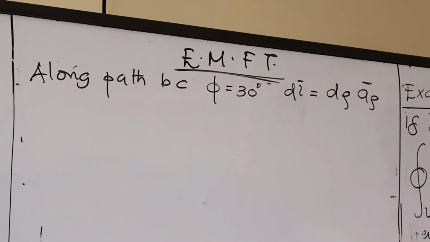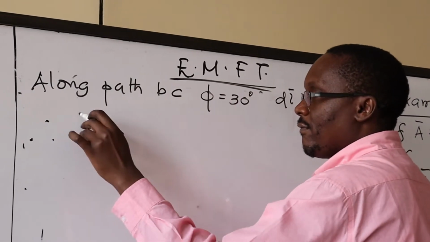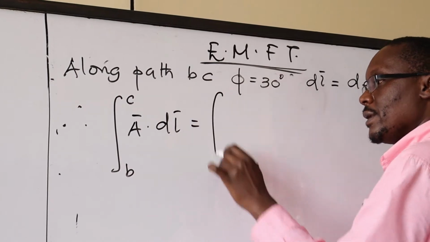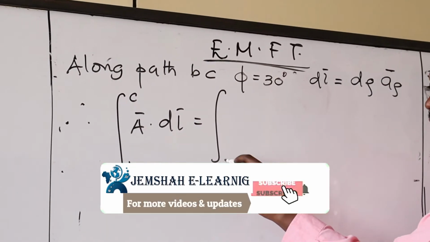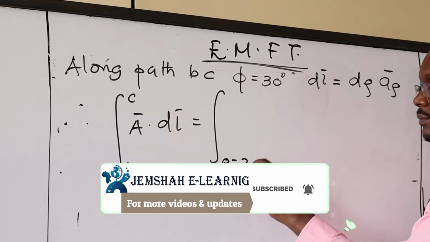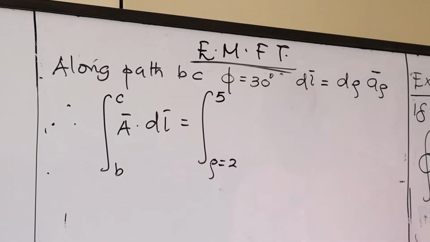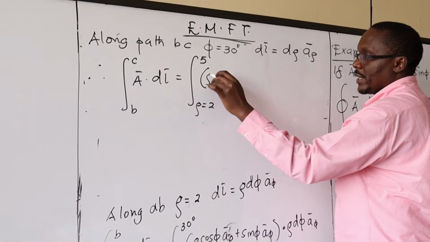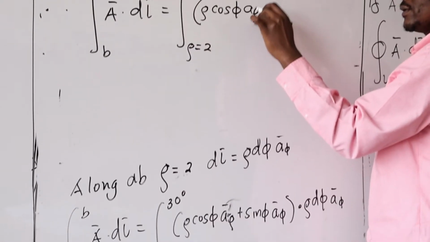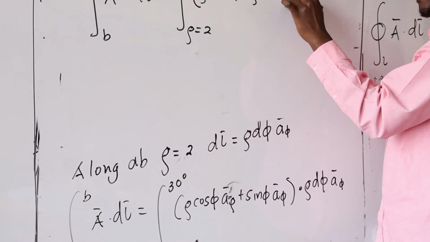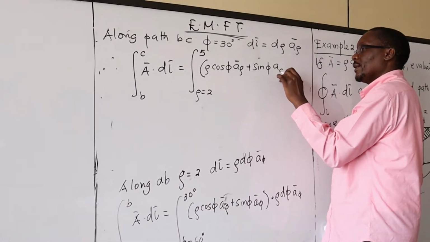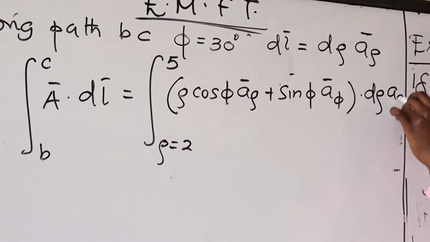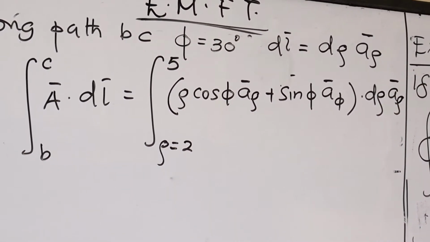d rho of A rho bar. Then we can work out again. I can say therefore from B to C of A bar dot dL bar must be, we have the value of rho changing from 2 to 5, of the term rho cos phi in the direction of A rho bar plus sine phi in the direction of A phi bar, dot d rho of A rho bar.